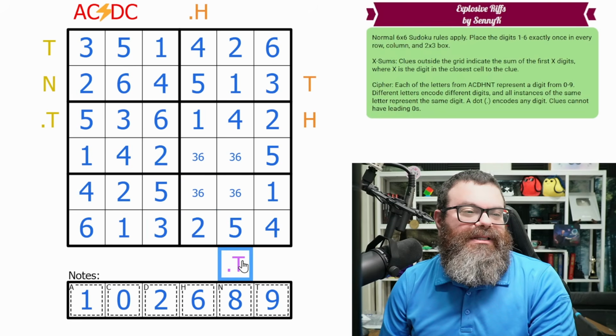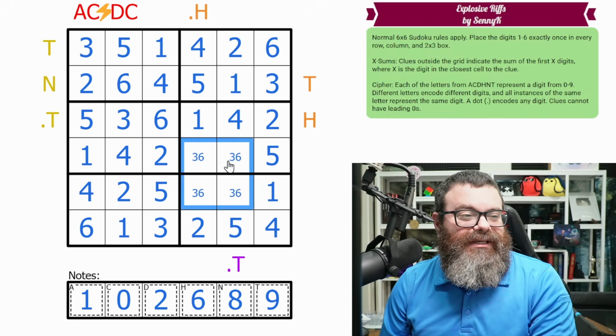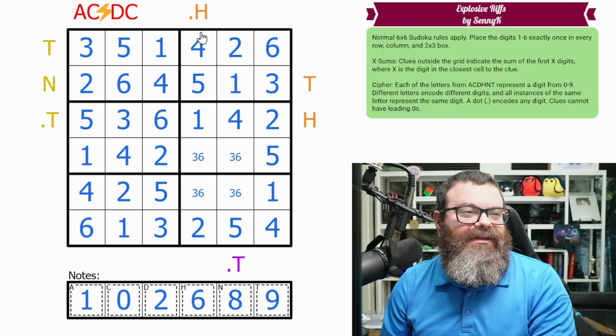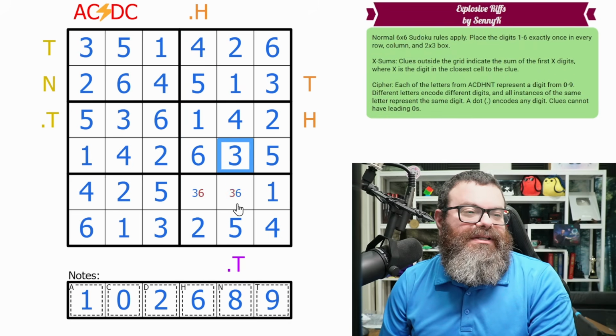And I'm sure that this dot T, no? What resolves this 3, 6 here? The dot H does. Right, H ended up 6. So that's 6, that's 3, that's 6, that's 3.